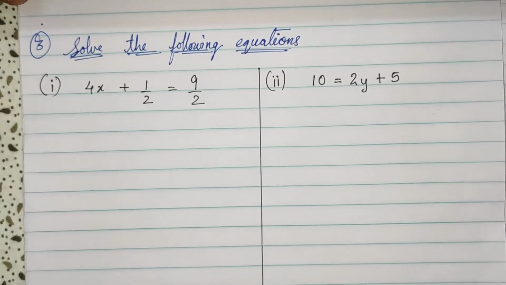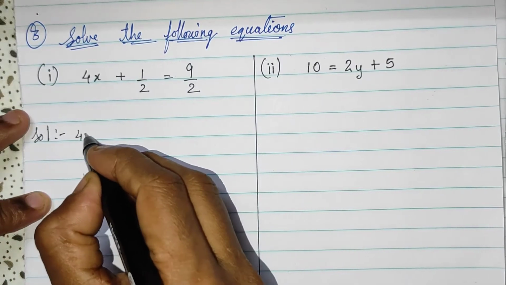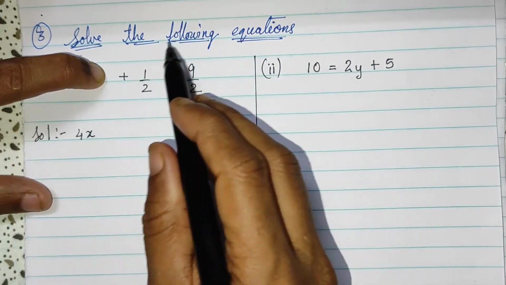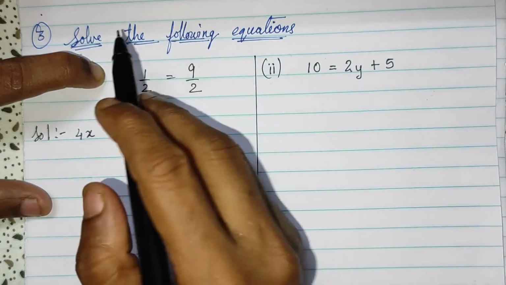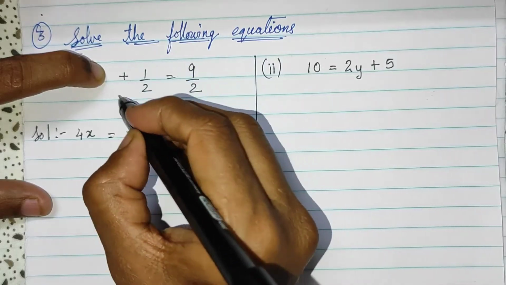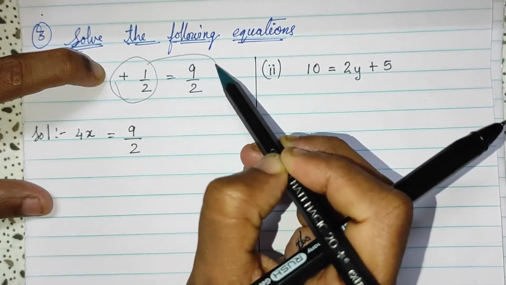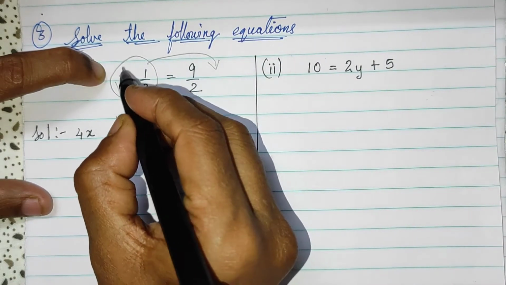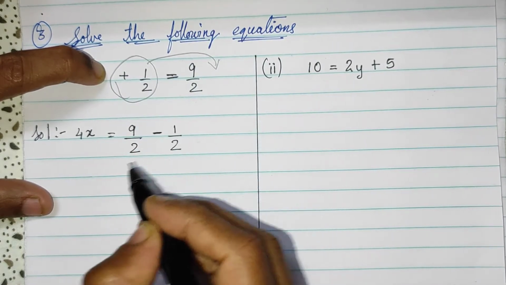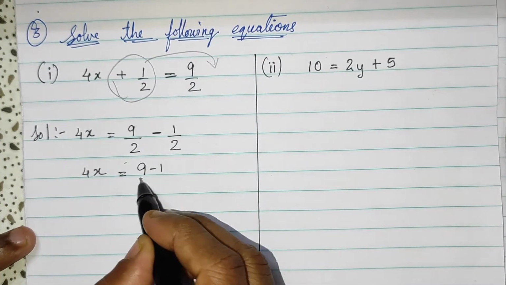Now solve the following equation. So solution, 4x, here we can see this is a number, so this will come towards the right hand side. Okay, so this plus here will come there. Okay, so when it changes its place, plus becomes minus. So 4x equals to 9 minus 1 upon 2.